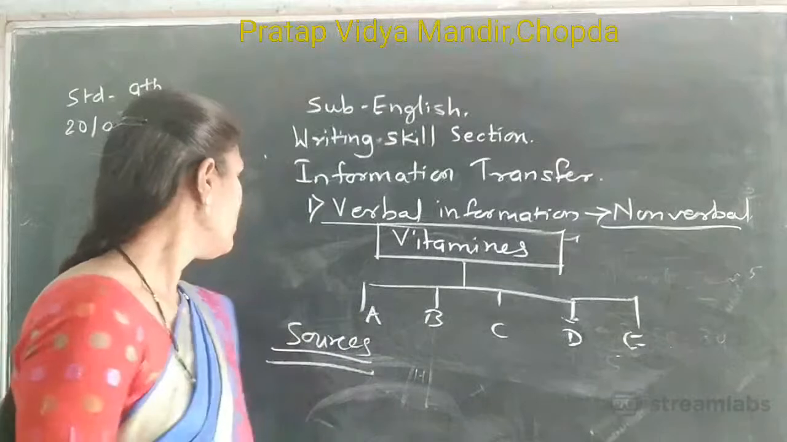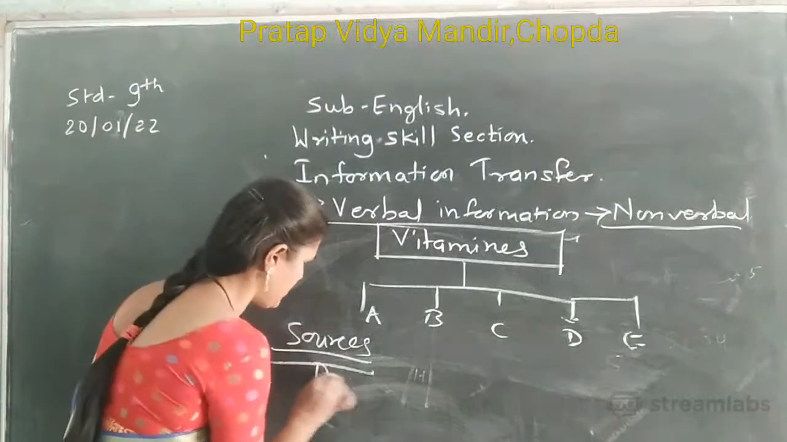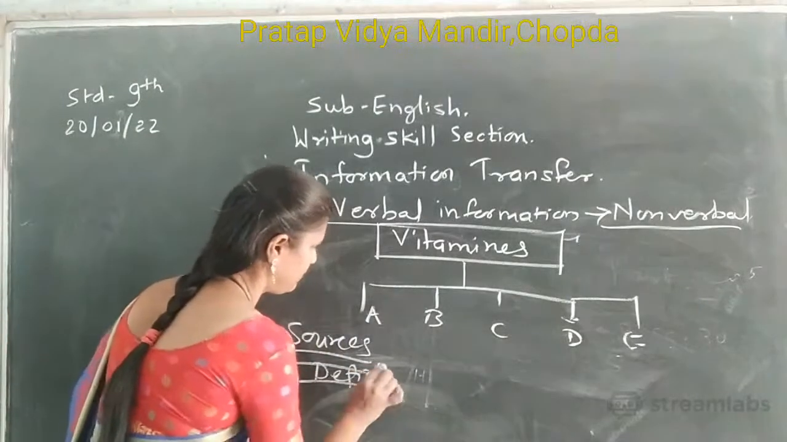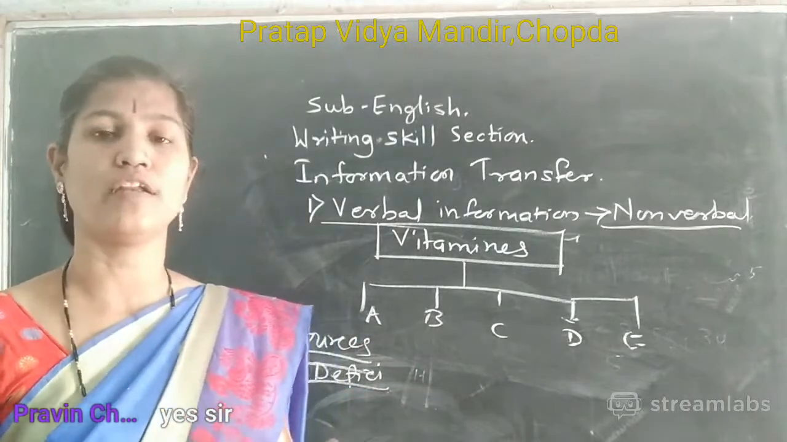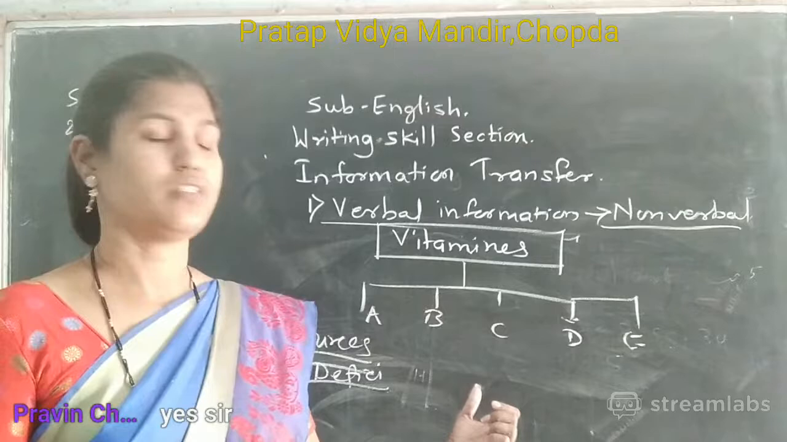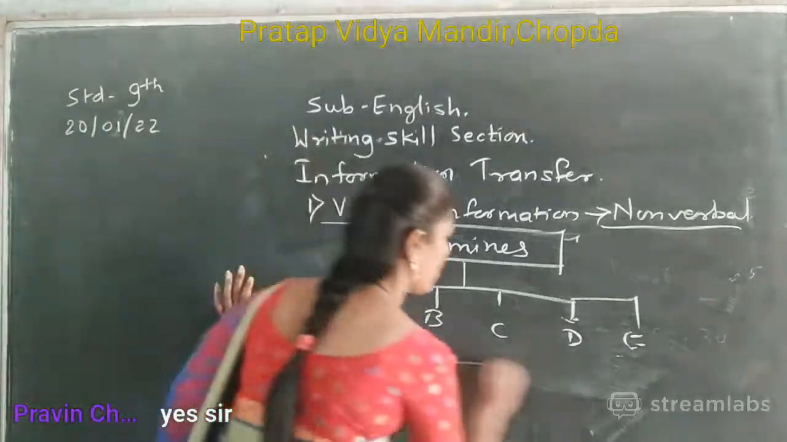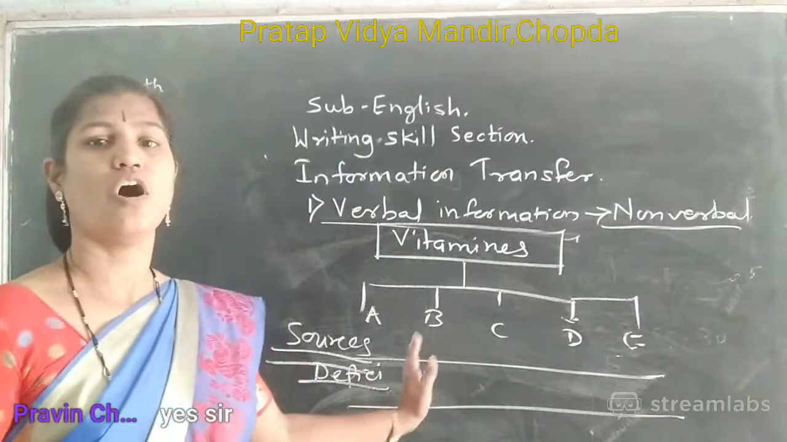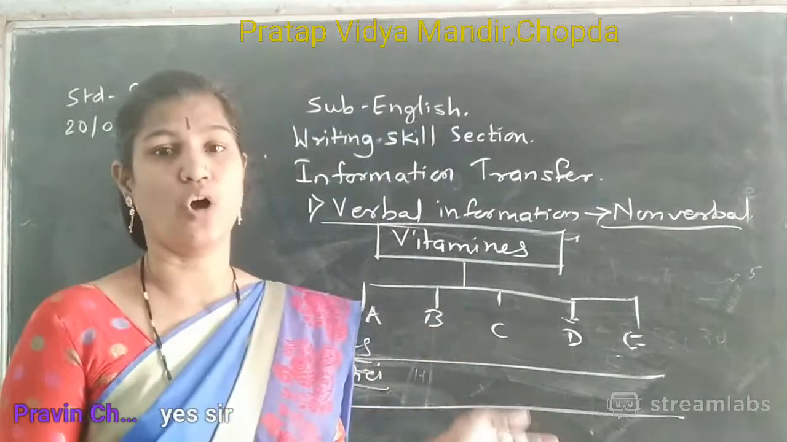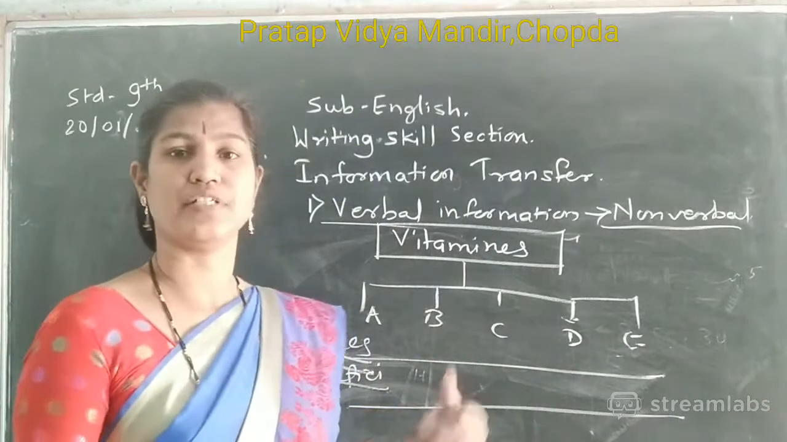Okay, then you will be given the deficiencies. What happens if we do not intake or eat these vitamins? So again, after this you will have to write the deficiencies that occur due to the deficiency.